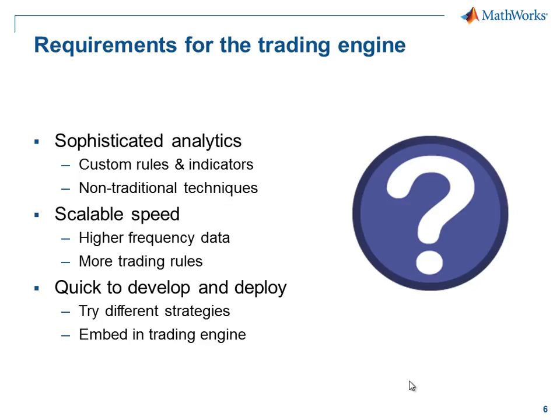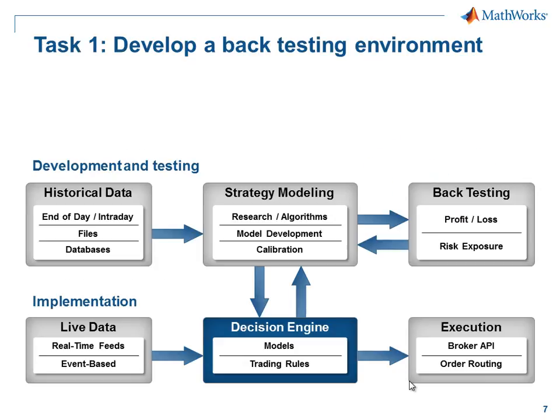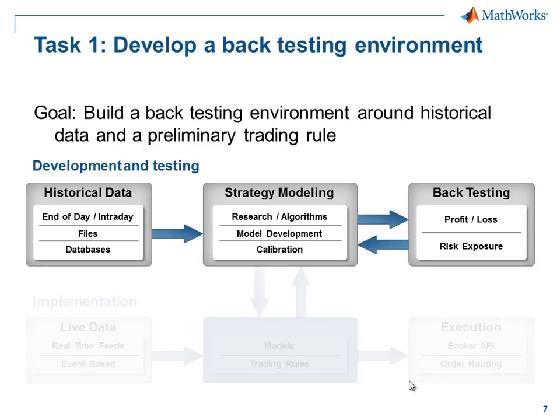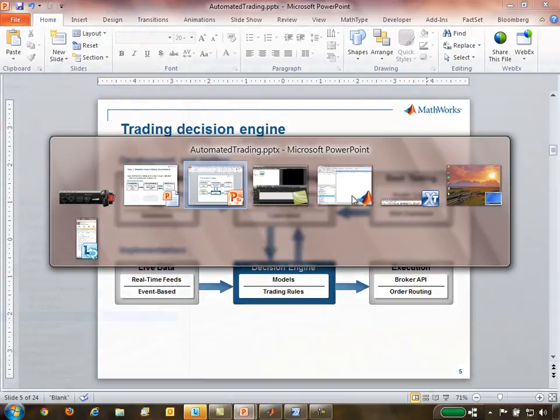And then, of course, we wanted the ability to add different trading rules and backtest quickly. That leads to being able to quickly develop and deploy these things. We want a framework for taking a variety of different trading strategies and putting them back into our automated trading system as quickly as possible. So with that, let's begin with the first task, which is developing a backtesting environment, and you will be using that around an example trading strategy. Let me go ahead and transition back to MATLAB.